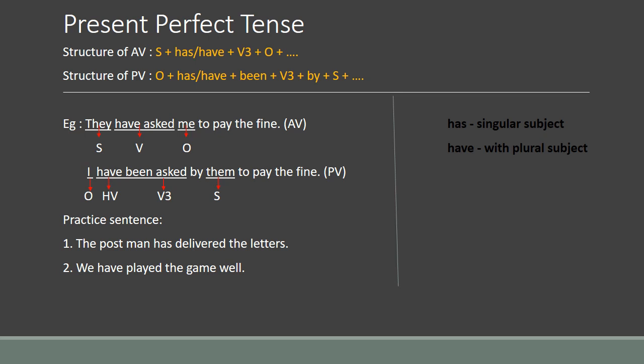And now we have moved to perfect tenses. Let's see present perfect tense first. Structure of active voice. Subject will be there. Helping verb will be has or have. Okay, so if you find has or have as helping verb in a sentence, you can guess that the sentence is in present perfect tense.